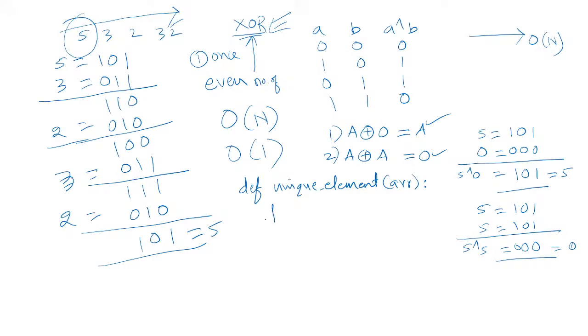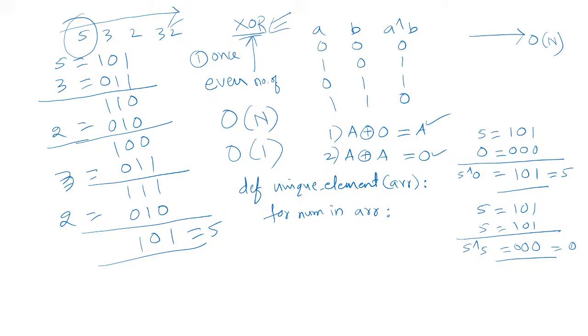Okay, so you need to run the array, something like for num in a. You get each element from the array and perform the XOR operation. But initially, with which element do you need to perform it?